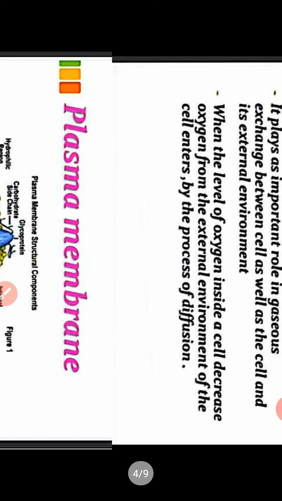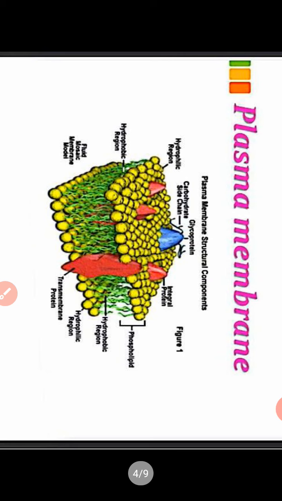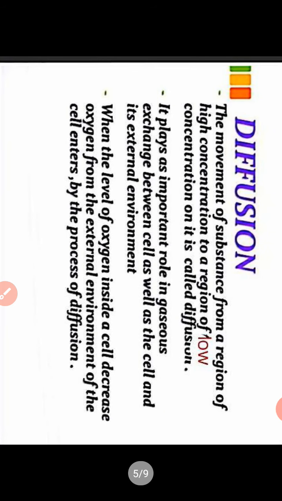Now the cell membrane helps in the exchange of material in and out of the cell, but it follows some rules. The first is diffusion. Now what is diffusion? The movement of substance from a region of high concentration to a region of low concentration is called diffusion. So diffusion means substances move according to the concentration gradient. Now what is a concentration gradient? The concentration gradient is the difference between the concentration in and out of the cell.